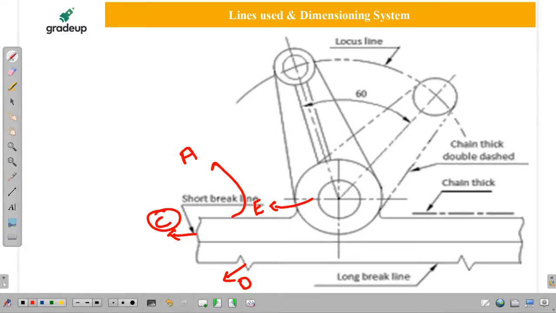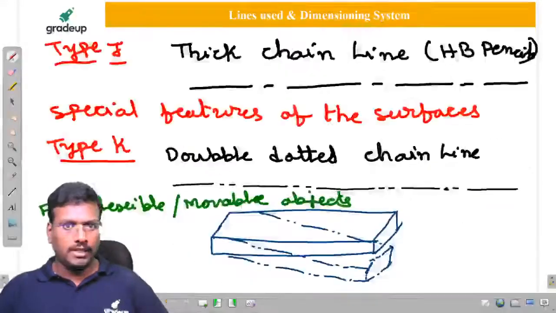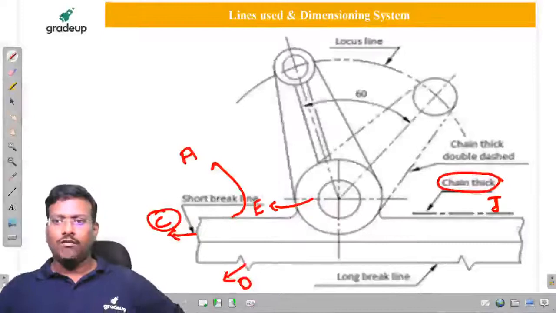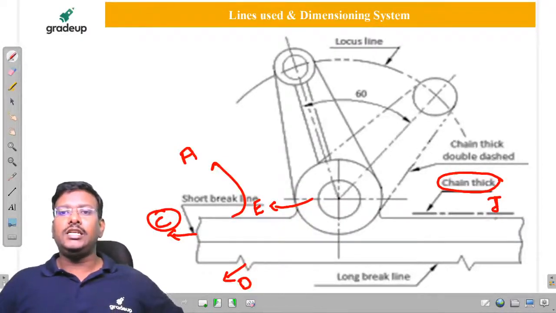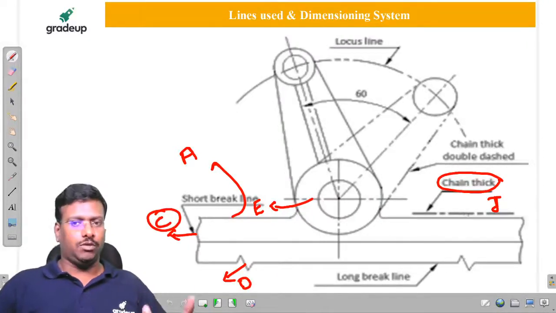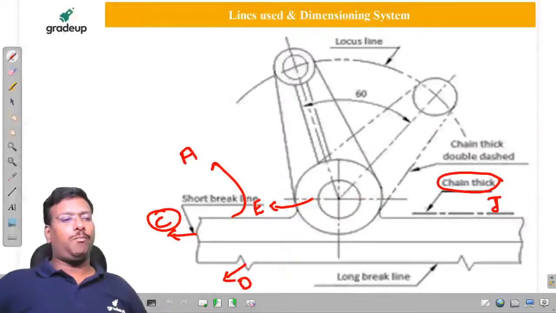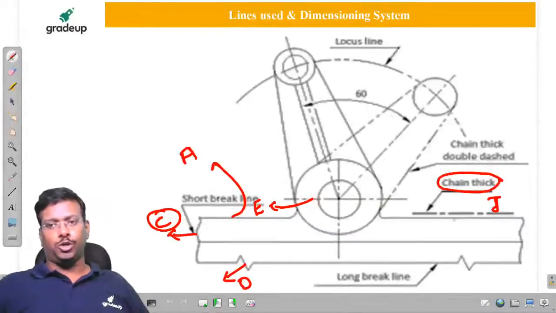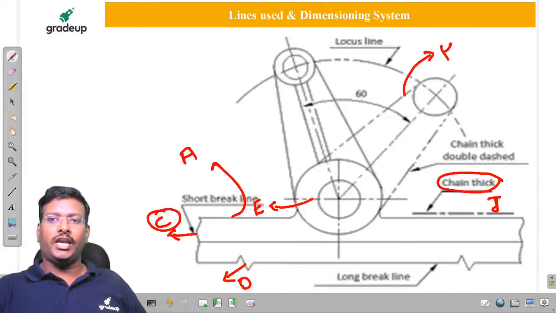And continuous thick, you observe, my dear friends, they made it continuous thick here. Clearly, this is nothing but J. I gave that name, continuous thick, for special features of it. Here continuous thick means it is a special feature, some hardening they made or some gripping purpose, whatever it may be, we are not aware of it, but a special feature is provided to this portion.